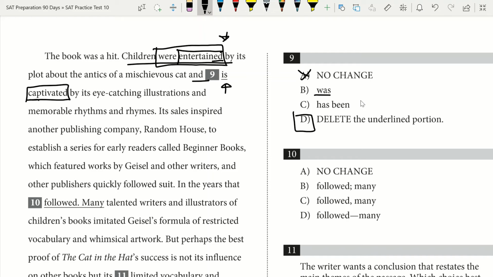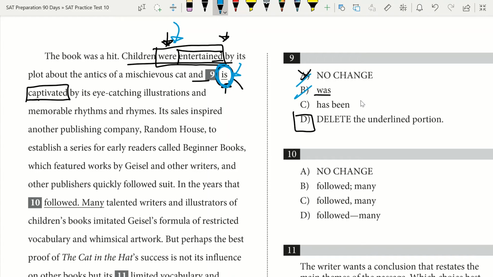If we're going to use something here, I would look for: the children were entertained by its plot about a mischievous cat and captivated. It has to be captivated because we already have this "were" here. Okay, since we have "were" there, we don't need to have "were" or "was" there. Here, I'll show you where I'm pointing. By this is, I'll put it in blue, right? Since we already have "were" up here, we don't need to have it where that is, right? So we're just going to remove it.